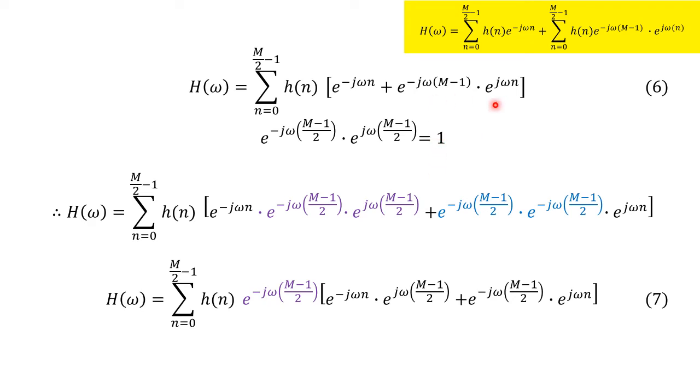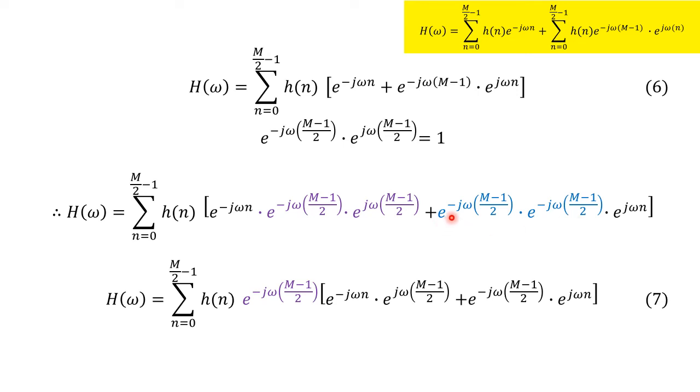Plus, in the second part, we can make an observation that e to the power of minus j omega into m minus 1, we can split it into two parts. First part with m minus 1 divided by 2, second part also m minus 1 divided by 2. Combination of that is going to give us this answer. That is being done over here. So this single exponential has been split into two exponentials.